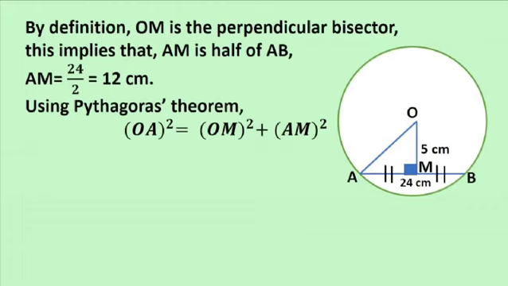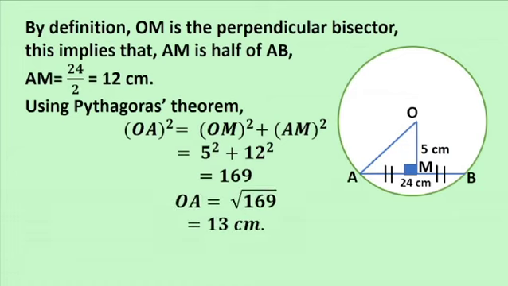Using the Pythagoras theorem, OA to the square is equal to OM to the square plus AM to the square. Substituting the values, we get 5 to the square plus 12 to the square, which gives us 169. Therefore, OA is equal to square root of 169, which is 13 centimeters. That is, the radius of the circle is equal to 13 centimeters.